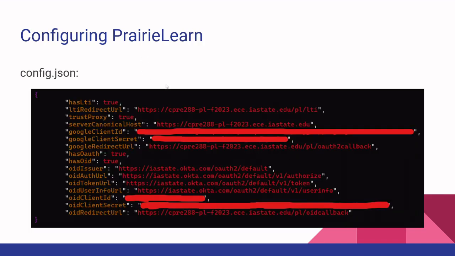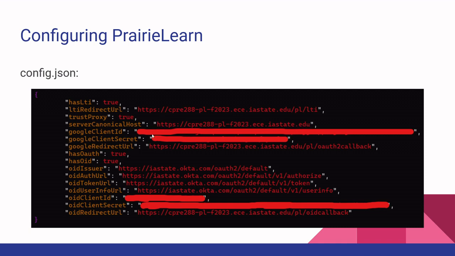So now, when we go to configure PrairieLearn, there's one main file, config.json. Most of this you can ignore. LTI and LTI redirect URL are used for Canvas integration, which might be more useful in the future. Right now, PrairieLearn doesn't have it very well fleshed out. Trust proxy is required for Google Chrome users to be able to log in. It's just something new that they added in 2023 to their cookie policy that makes it so that you need that. Server canonical host is going to be just the VM URL again.